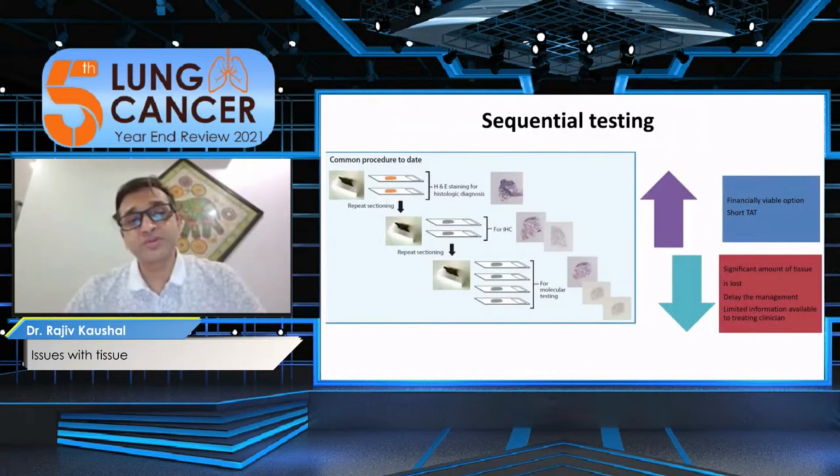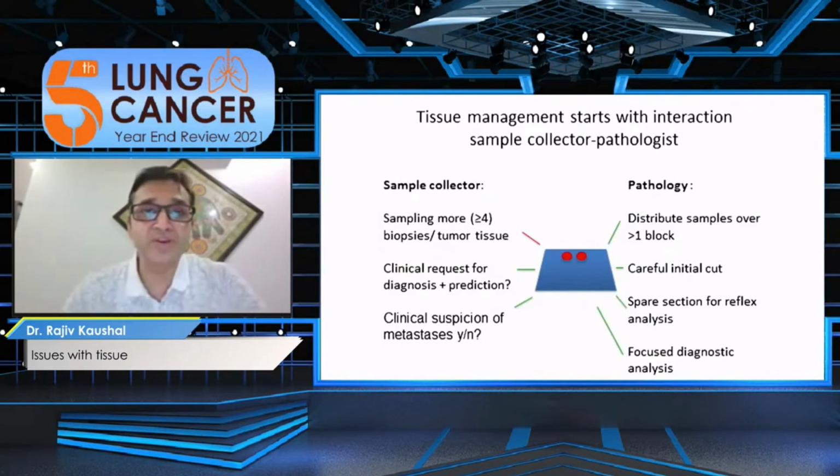So the practice which is still common in many places in India is to do sequential testing, and whenever you cut the block for different tests at different time points, you lose tissue. Although this is a financially viable option and the information to the clinician becomes available early, it can cause loss of data, and even if you are not able to perform the detailed molecular analysis by NGS, limited information will be conveyed to the clinician.